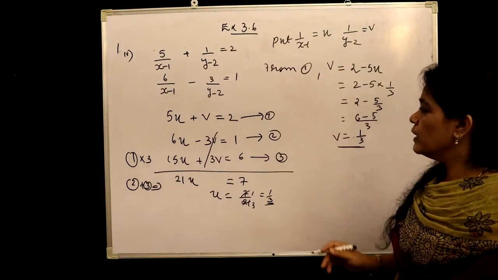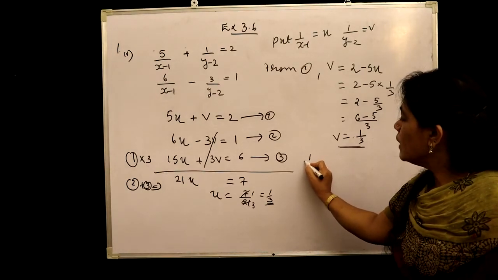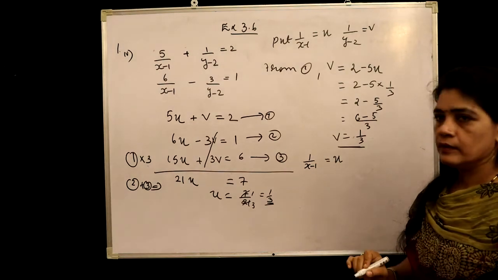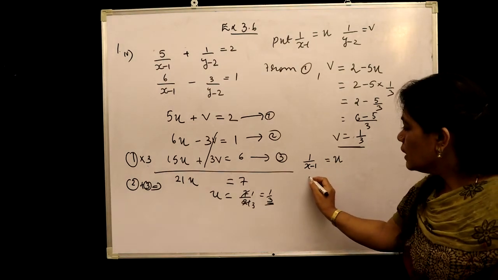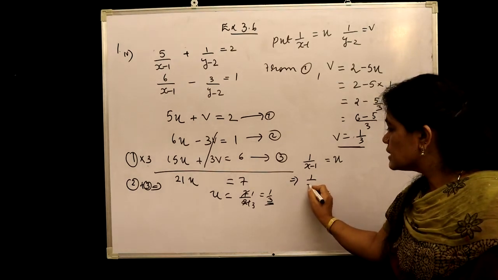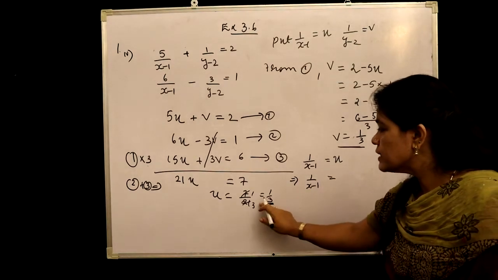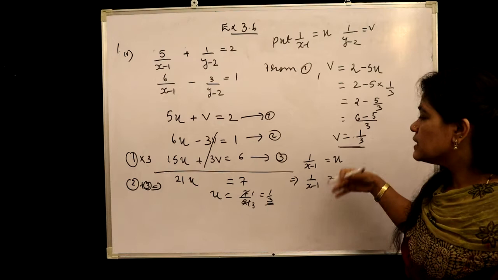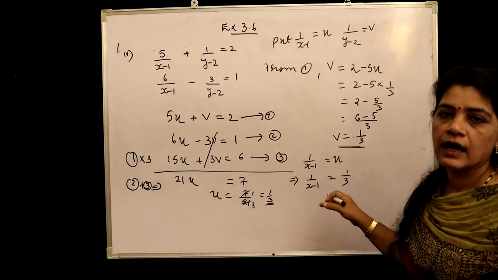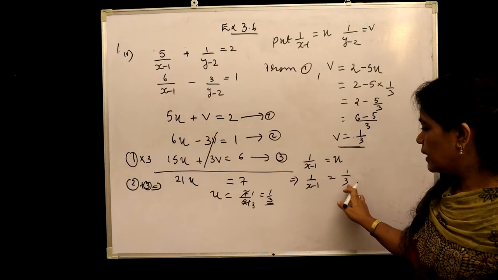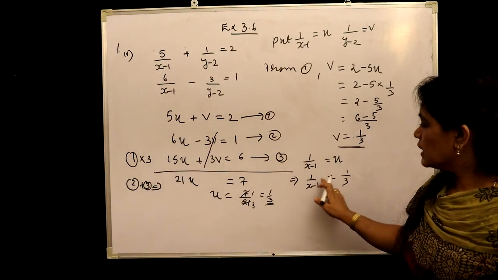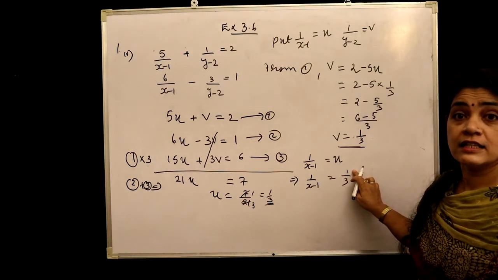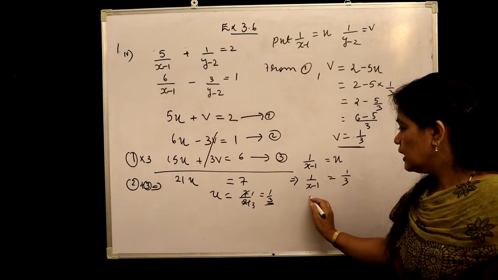So we get 1 by x minus 1 is equal to u. From this, 1 by x minus 1, we can substitute u as 1 by 3. Here again you can take the reciprocal on both sides, that is LHS and RHS, or this idea also you can apply. This one you can cross multiply: 3 ones are 3, and x minus 1 into 1, or x minus 1 is equal to 3.